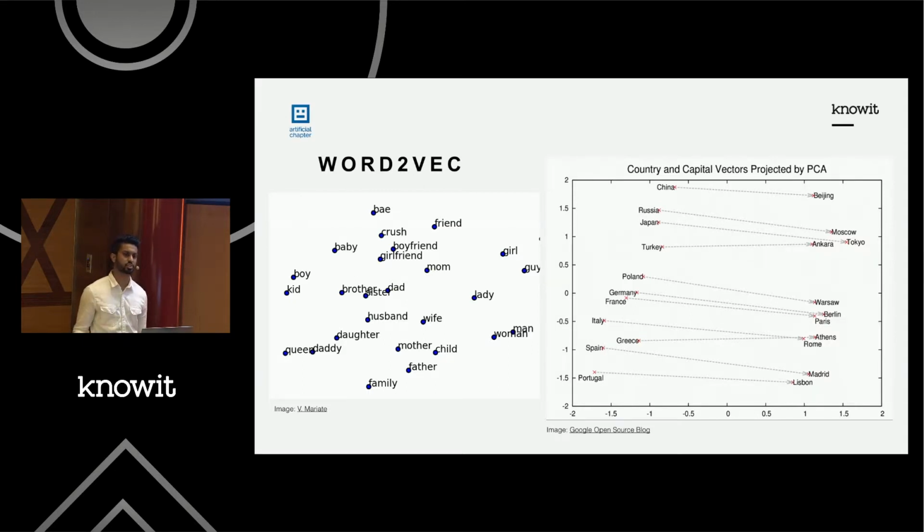So in the larger graph, you'd see that other forms of words will cluster more distanced from these words. And similarly, in the graph to the right, you see that countries are clustered closer together, and then you have the associated capitals not far from them.